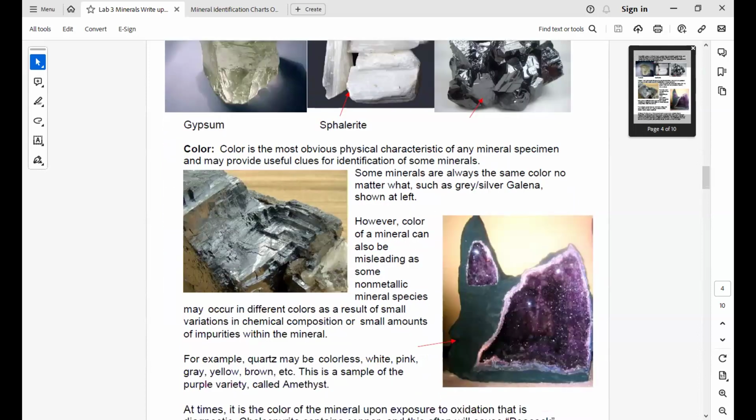Now, color. This is galena. Color is the most obvious physical characteristic of any mineral specimen, but some things like quartz come in a whole bunch of different colors. Others, yeah, you see one color and that's it, like the gray silver galena.